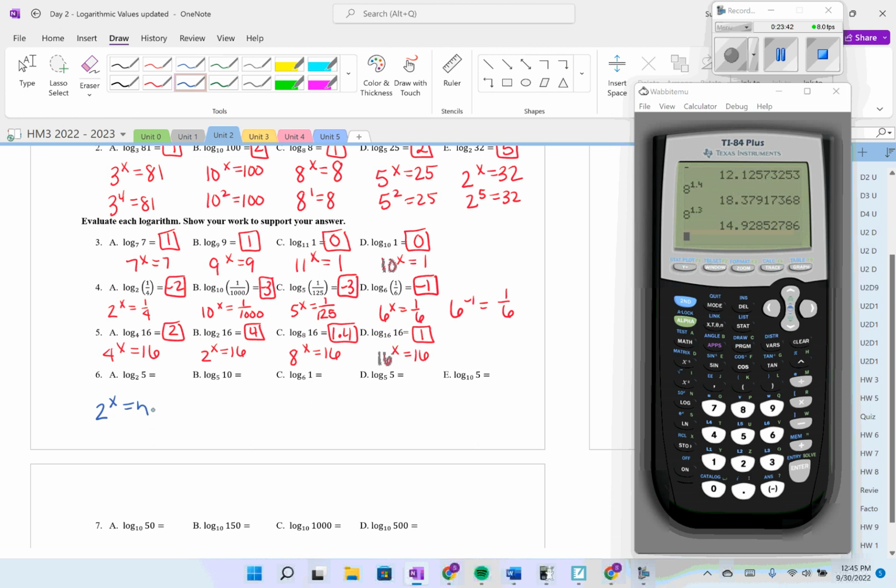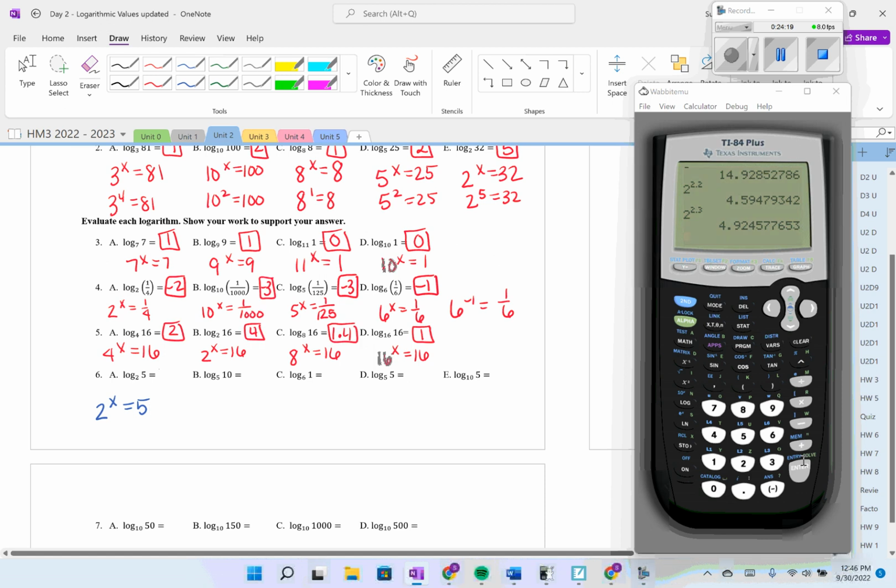So 2 to what power equals 5? So again, we know that if we plug in 2 to the power of x, nothing's going to give us 5 for an answer, but 5 is in between a y value of 4 and 8. So the x values of that are 2 and 3. So it's going to be 2 point something. So 2 to the power of 2.2, let's say. So 2.2 gives me 4.59. So if I do 2 to the power of 2.3, I get 4.92. So that one's probably my answer. So 2.3.